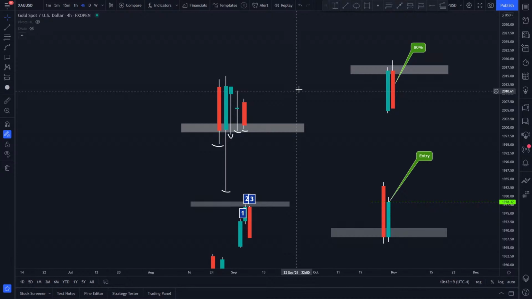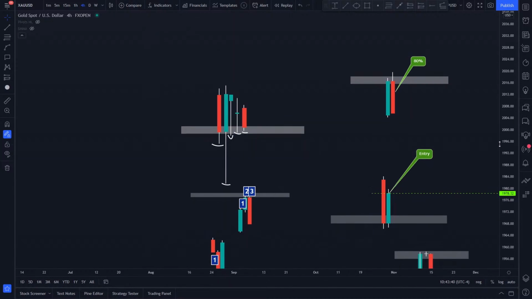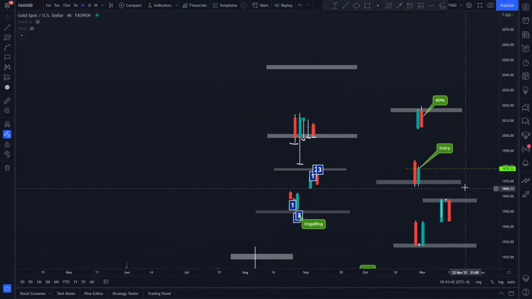The wicks will tell you a lot, especially when you have nice long naked wicks like this. I mean, the bodies, the candles. This gives you a lot of information on who is actually in control of the market, right? Reading the wicks like this. Okay, guys. So that's pretty much covering the wicks there.